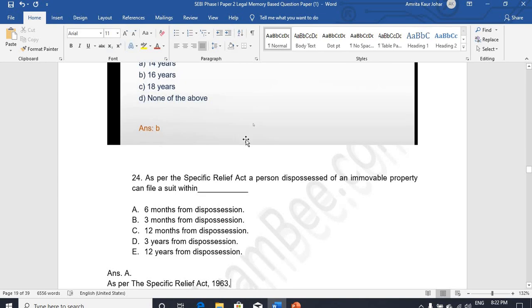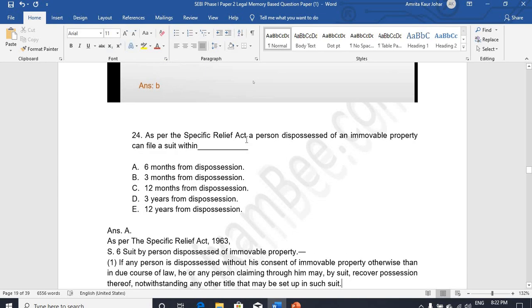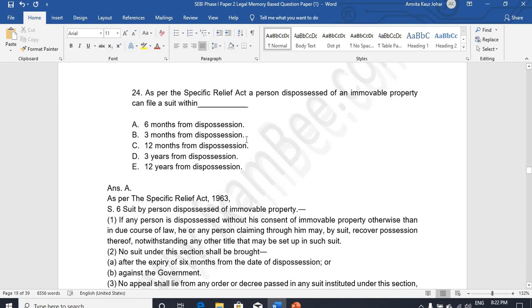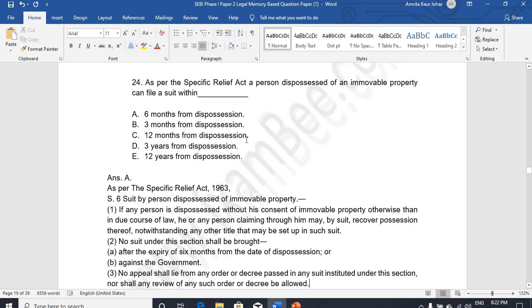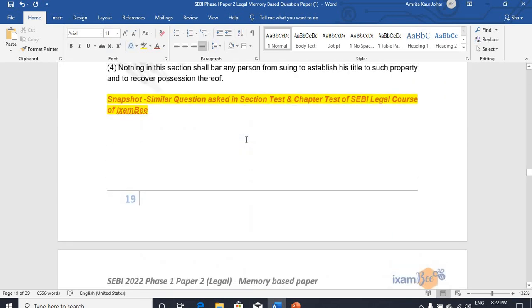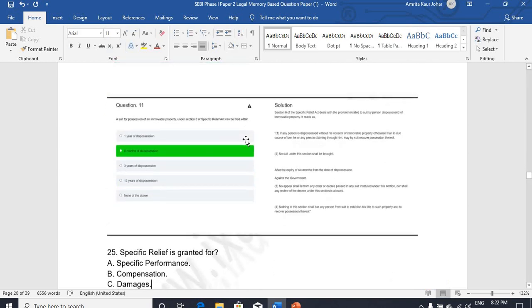Coming to Specific Relief Act, a person is dispossessed of an immovable property, then a suit can be filed within. Correct option is 6 months from the dispossession. Section 6, very important section from Specific Relief Act, covers the time limit also, that when can a suit be filed for dispossession from immovable property. That can be filed within 6 months of dispossession. This question also you can find similarly in ixamBee material, section test and chapter test.